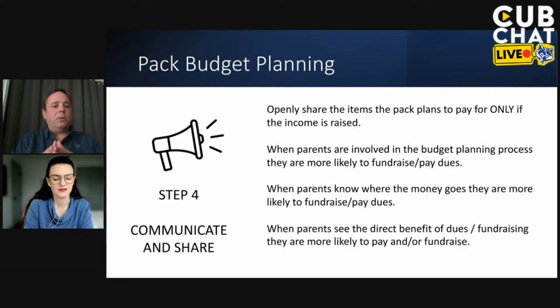And that's why I think step 4 is so critical, that you communicate and share that budget, the financial plan of the PAC. And then when parents see the direct benefit of paying dues or the fundraising, they're more likely to pay and or to fundraise, right? So again, building that connection.